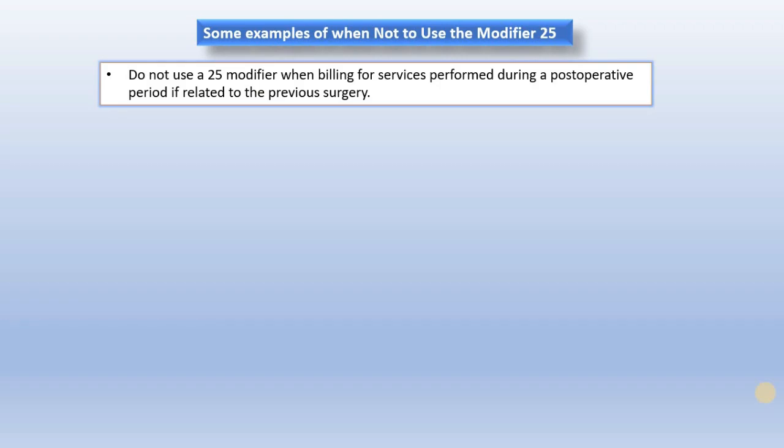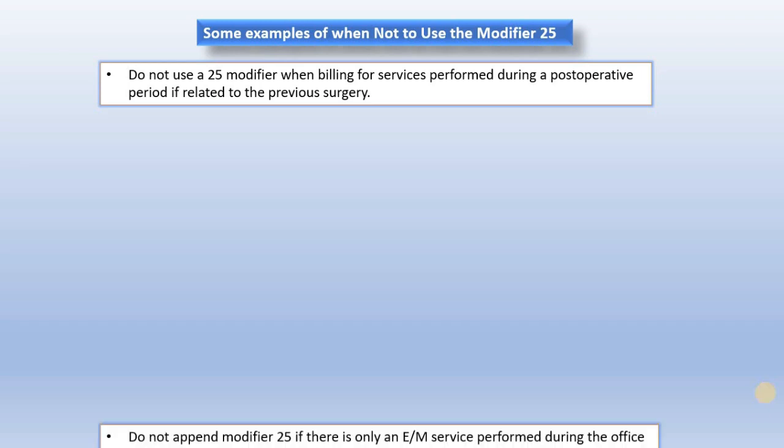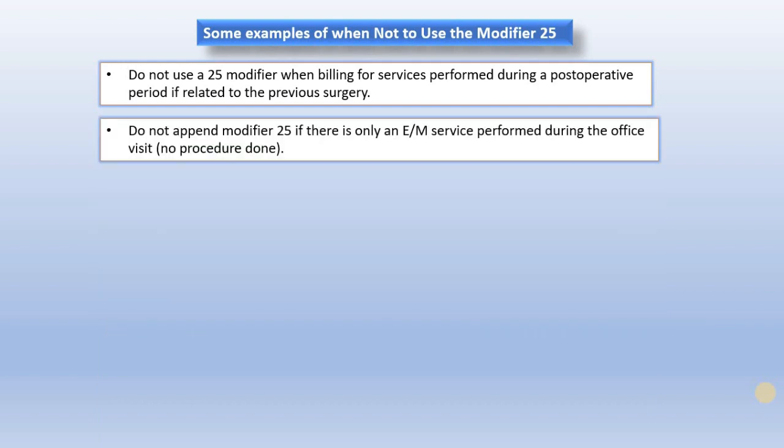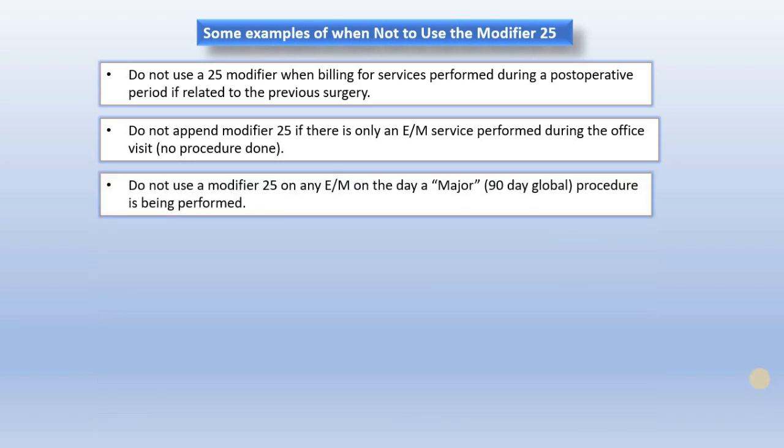Some examples of when not to use the Modifier 25. Do not use a Modifier 25 when billing for services performed during a post-operative period if related to the previous surgery. Then do not append Modifier 25 if there is only an evaluation and management service performed during the office visit. No procedure done. Then do not use a Modifier 25 on any evaluation and management on the day a major 90 days global period procedure is being performed.